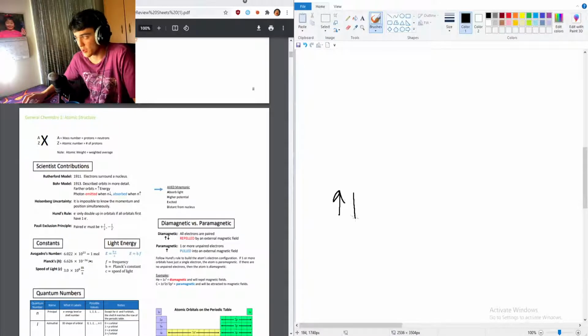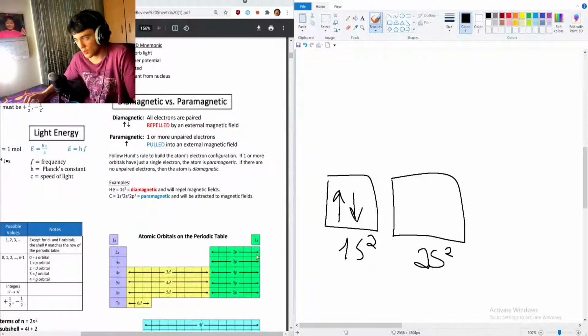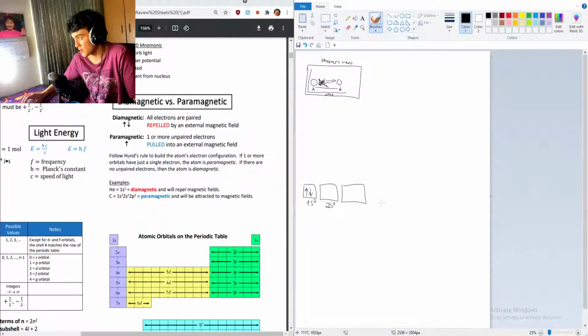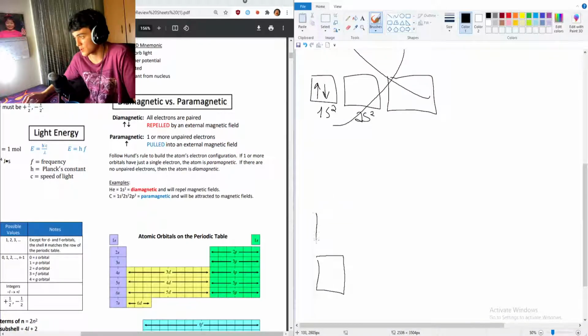So, you know how we have these things right here? Filling up the orbitals. 1s, 2p, 1s2, 2s2, 2p, 1, 2, 3, 4, 5, 1, 2, 3, 4, 5, 6. I don't know if I'm doing something wrong, but let's just say 4p. I'm doing this so wrong. There's this, there's that, there's that. We fill it up.